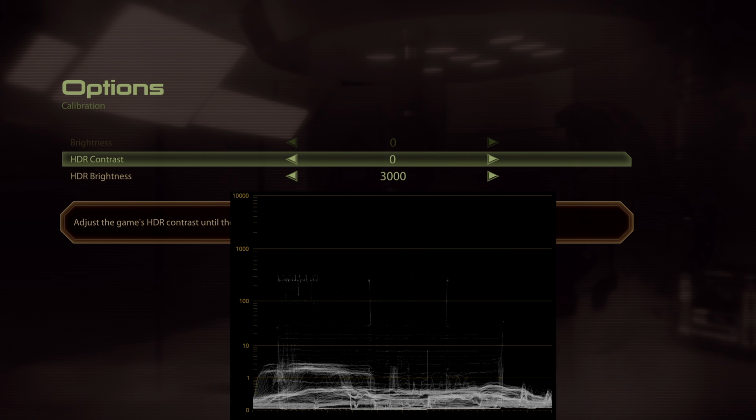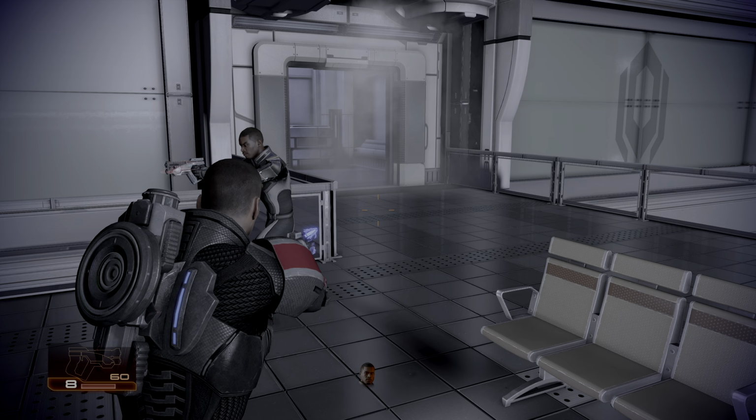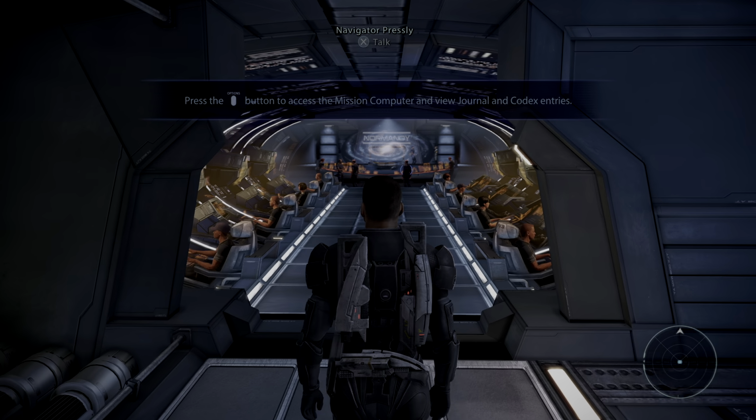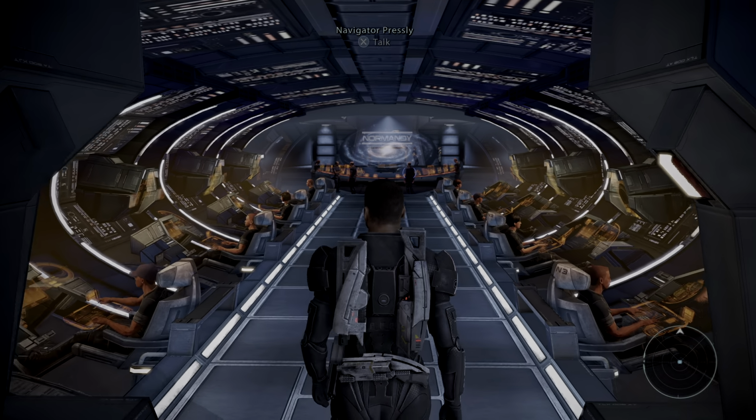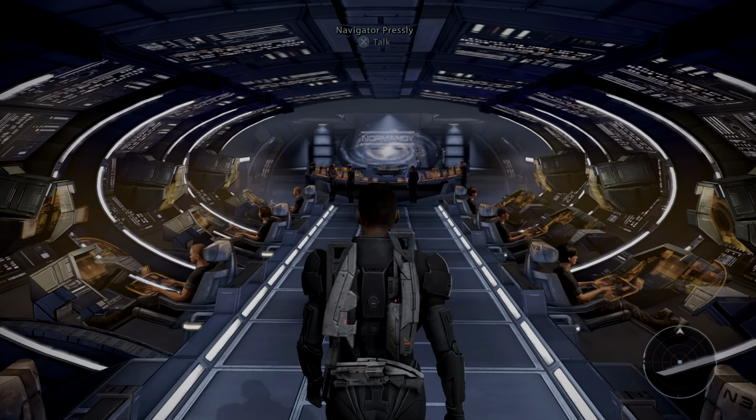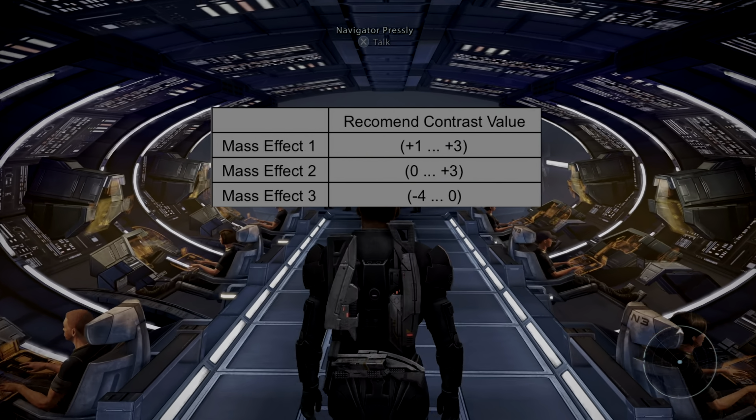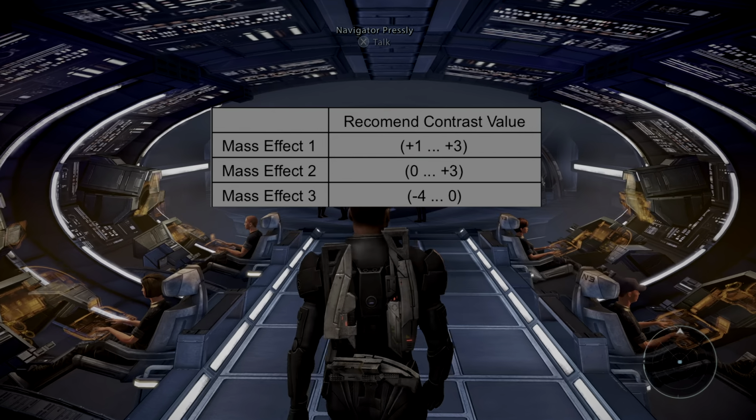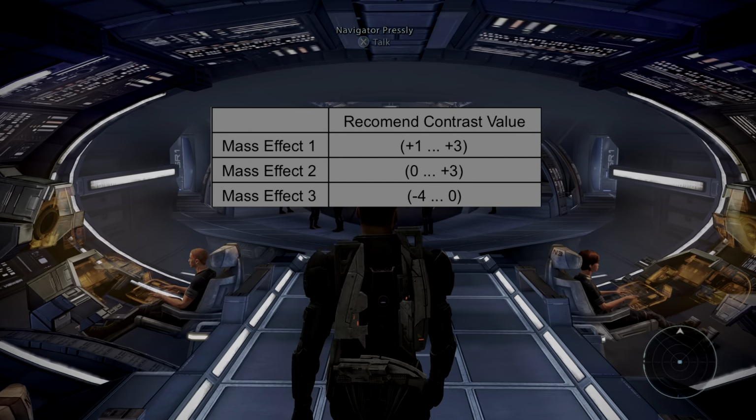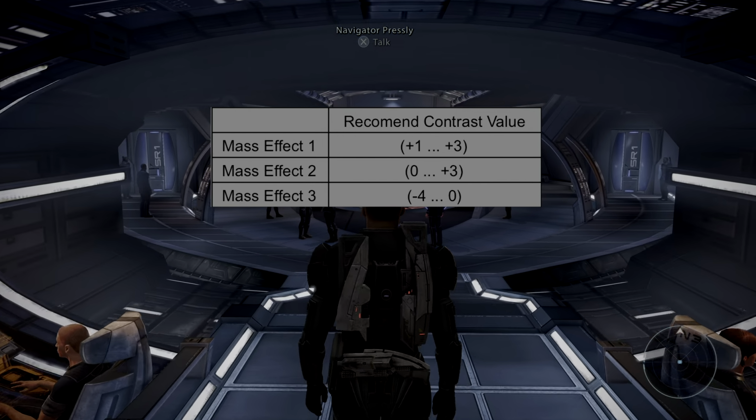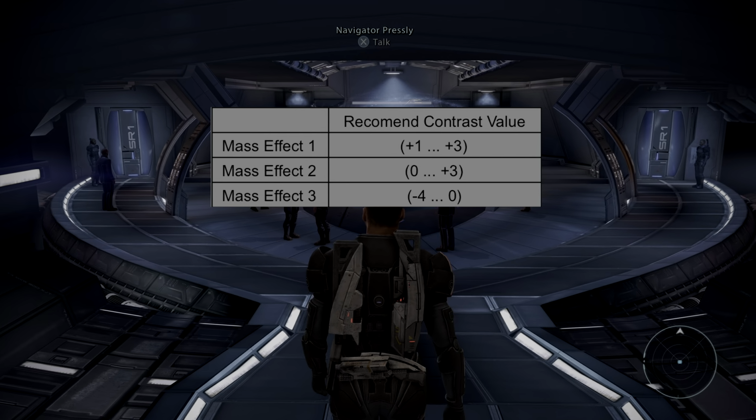The problem is that the test pattern gives poor information about the real level of blackness of the game. You seem to have set it up correctly, but the actual image of the game looks too contrasting or not contrasting enough. To save your time, here are the recommended approximate values for each game. I specified the range of values because it is subjective and you can increase or decrease the value to your liking.